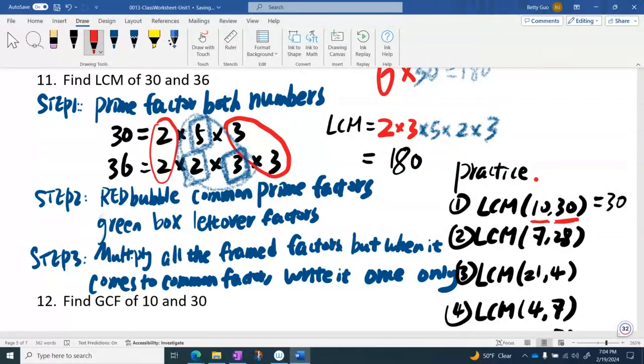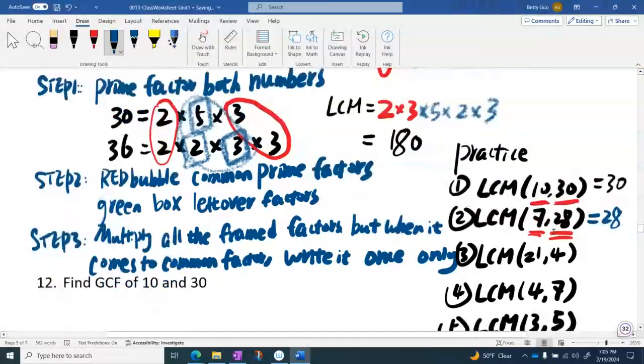30 is one times itself. And 30 is also a multiple of 10, triple of 10. That makes 30 the smallest common multiple of the two numbers. Same with number 2. 28 is the smallest multiple of itself, one times itself. 28 happens to be a multiple of 7. That makes 28 the smallest common multiple of both, right?